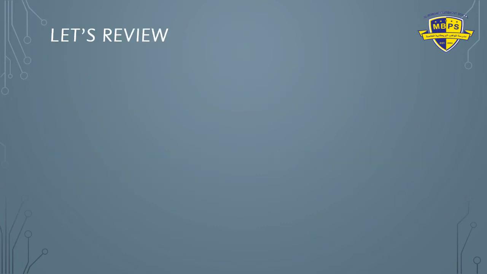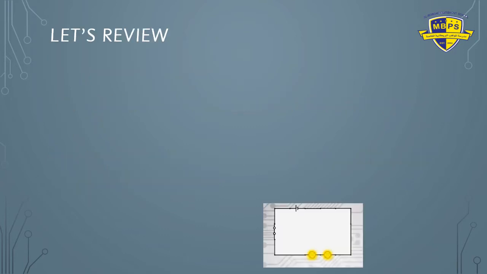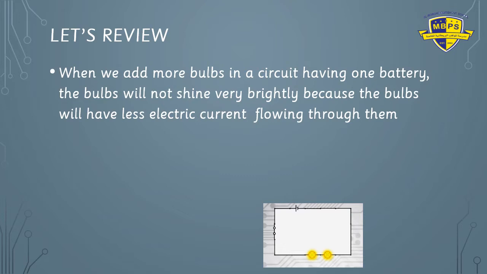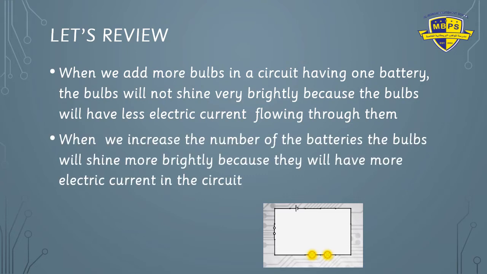So let's review. What did we see in the last experiment? When we tried to add more bulbs in an electrical circuit having one battery, the bulbs will not shine brightly because they will have less electric current flowing through them. But if we add a number of batteries, the bulbs will shine, so they will have more electric current in the circuit.